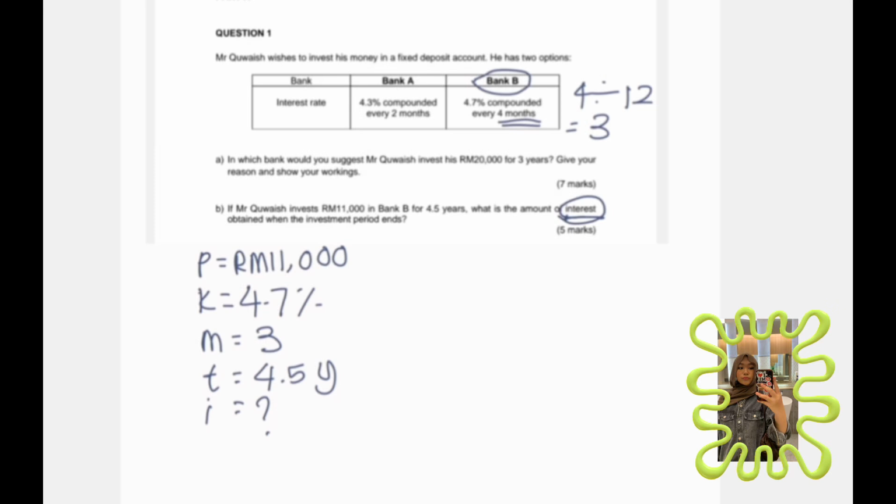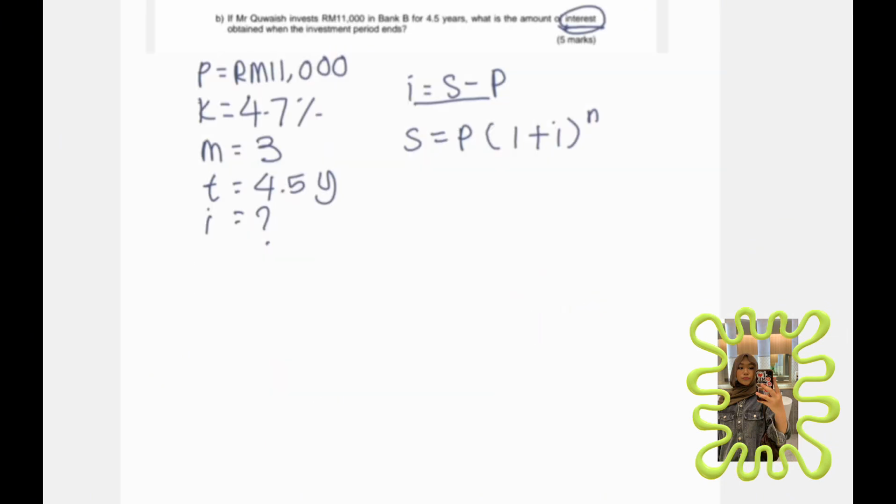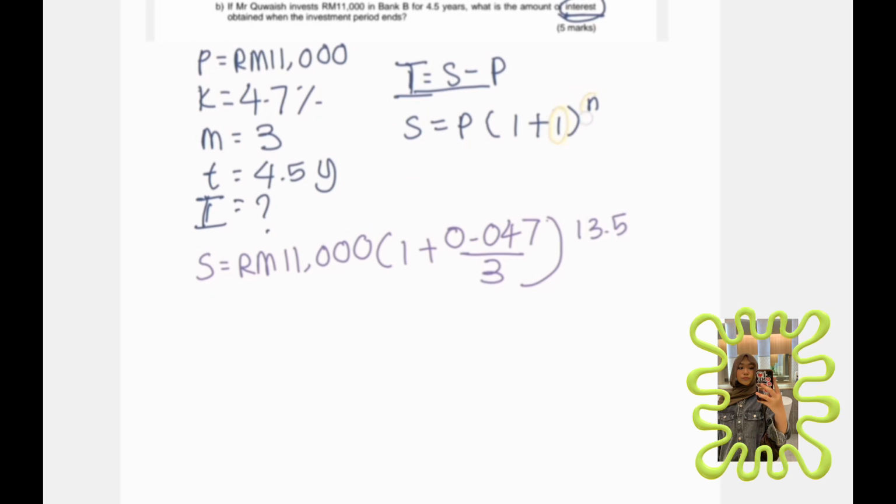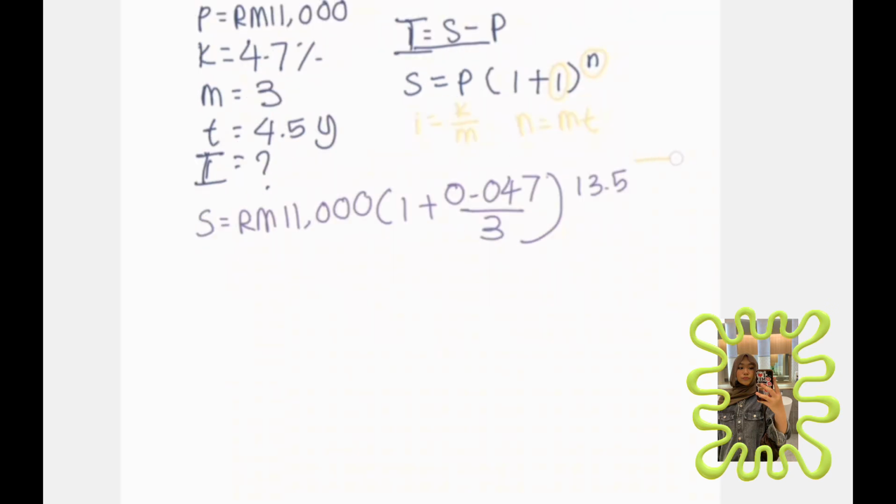To find the interest, we need to use this formula. And to use this formula, we need to find the future value, which is this formula, S equals P(1 plus i) to the power of n. So let's find the future value first. Insert all the important information in this formula. And you must be wondering how to find i and n. Here's the formula: i equals K divided by M, while n equals MT. This is how it looks after inserting the important information.